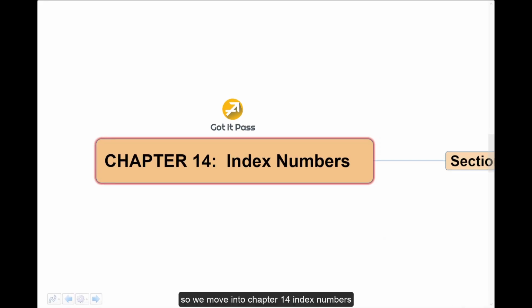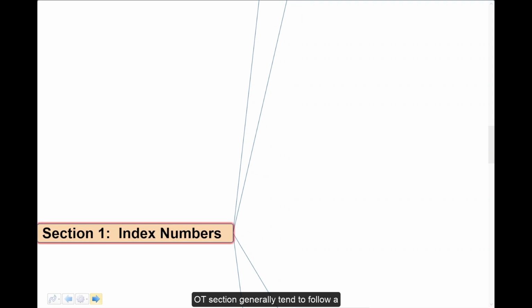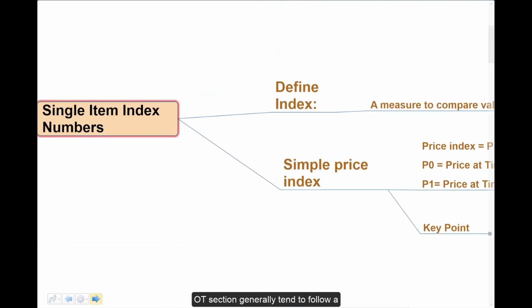So we move into chapter 14, index numbers. Now, I quite like this chapter because I think it's fairly straightforward, and the questions that we'll see within the OT section generally tend to follow a very straightforward pattern. Let me open this up and tell you exactly what I mean.